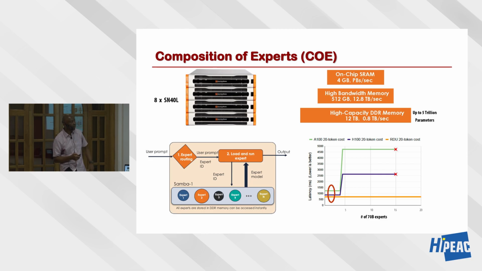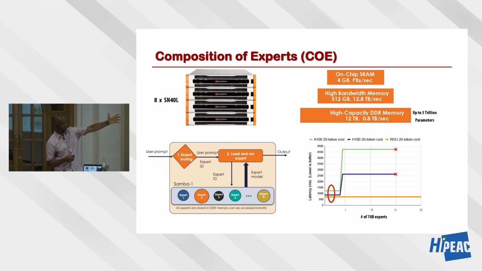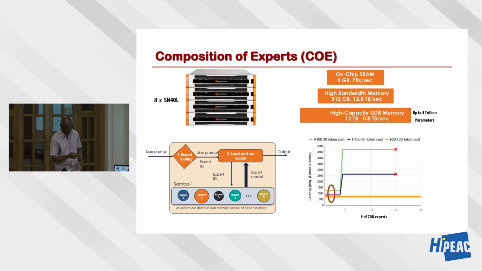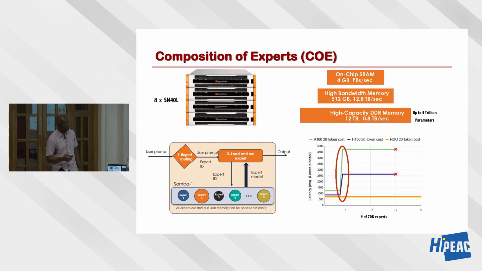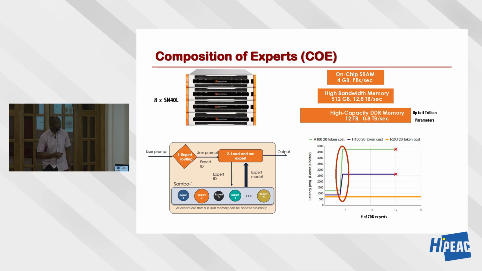So this is just an example of the time to generate 20 tokens. As I said, we're already faster due to the Dataflow implementation, but then once you get past 570B experts, now the GPU is having to go to the host to get the data, and then of course you've got much lower bandwidth between the host and the GPU, but on the RDU you've got all the high capacity memory, which allows you to have the multiple models.